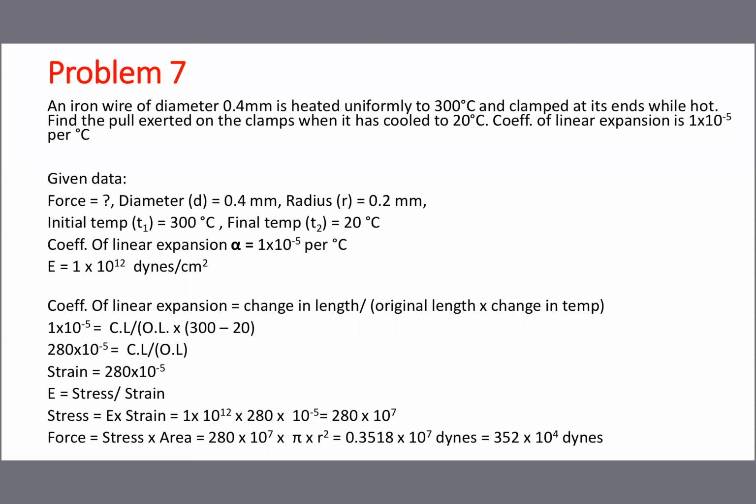Then the area, the pi r square formula you have to apply, since it is a round rod. Multiply, and you will get 352 into 10 power 4 dynes. But why dynes? The E value is given in terms of dynes only, so the force value is in dynes. So the only difference is the coefficient of linear expansion value, new data given for calculating strain. From that data, we calculate the strain.